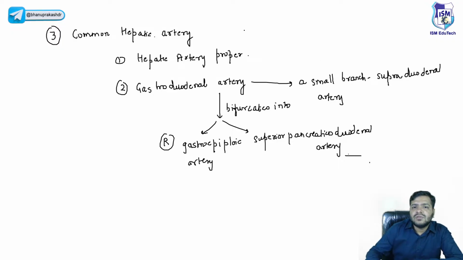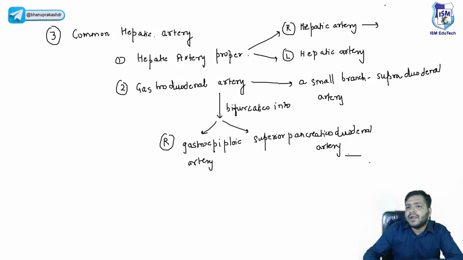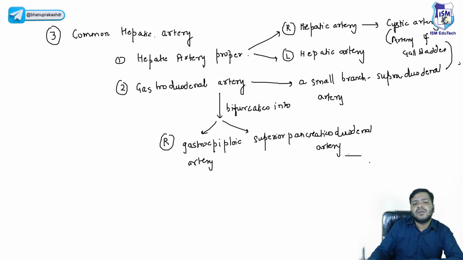Apart from that, you already know the hepatic artery proper. The hepatic artery proper will divide into the right hepatic artery and the left hepatic artery, for the right lobe and the left lobe. And this right hepatic artery will give a branch to the gallbladder, and that is called the cystic artery. That is the artery of gallbladder. You can remember it as the artery of the cystic duct too, the artery of gallbladder, right?